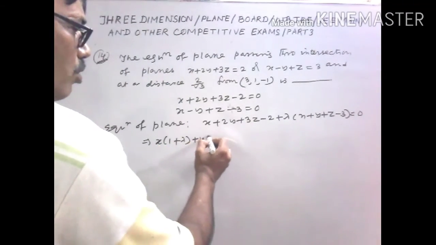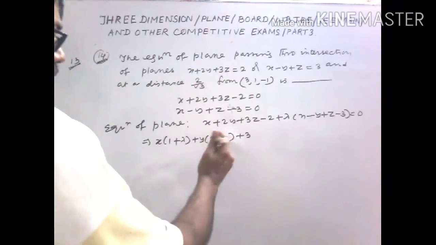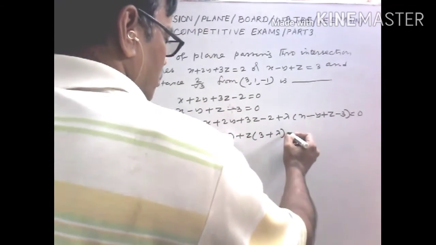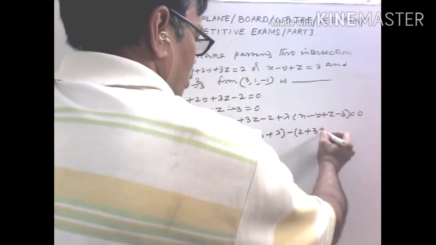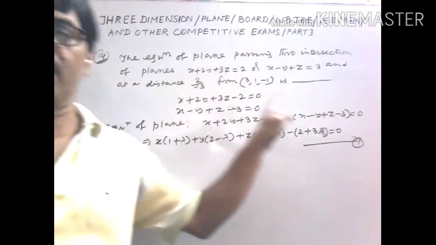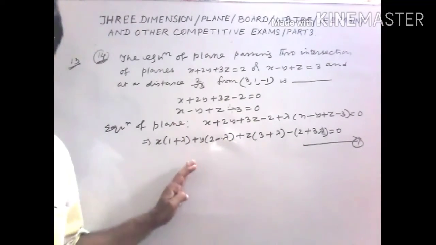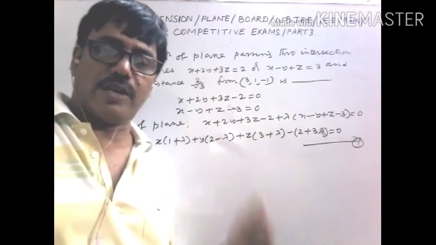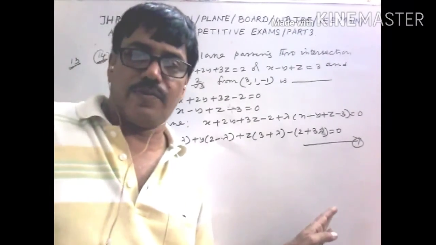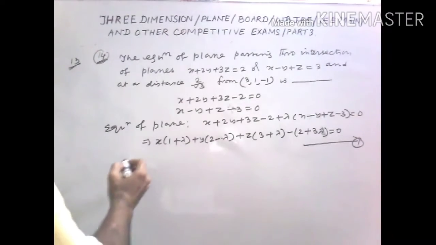So x common, 1 plus lambda; y common, 2 plus lambda; x minus y, so 2 minus lambda; z common, 3 plus lambda. So minus 2 plus 3 lambda equals to 0. So this is equation 1, the equation of the plane, first plane plus k into second plane. Now we get lambda by different conditions. Sometimes it is given that it passes through a given point, so put the value of x, y, z and you get lambda. Sometimes it is given that this plane is perpendicular to another plane or parallel to another line, and here it is given that it is at a distance 2 by root 3 from (3, 1, minus 1).